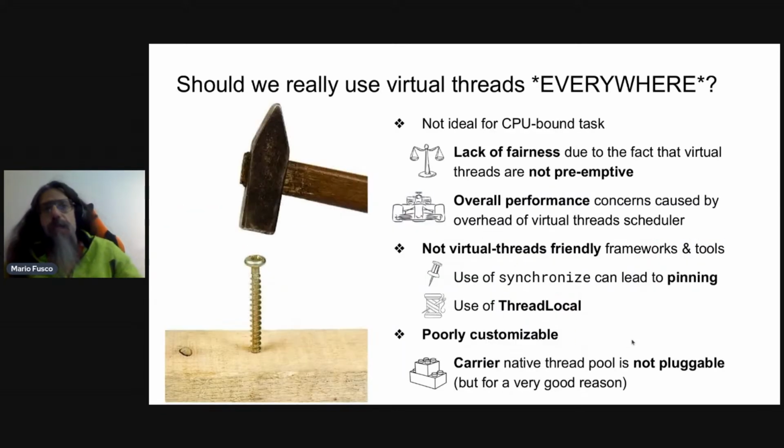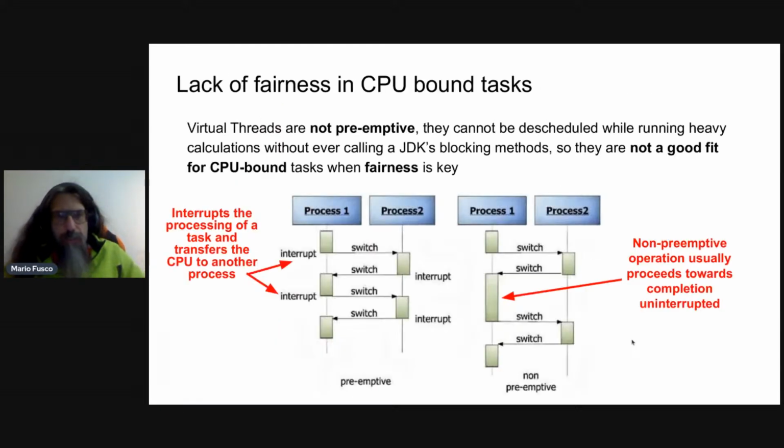Okay, so let's try to evaluate all these points in deeper details. My first point is that, as I said, virtual threads are not preemptive. What happens normally with native threads is that they are under the control of the operating system, and it's up to the operating system to decide when a thread took too much of a CPU core, and it's time for that thread to be interrupted, and to give another thread the possibility to do some work on the same core. This is what normally happens with the native thread.